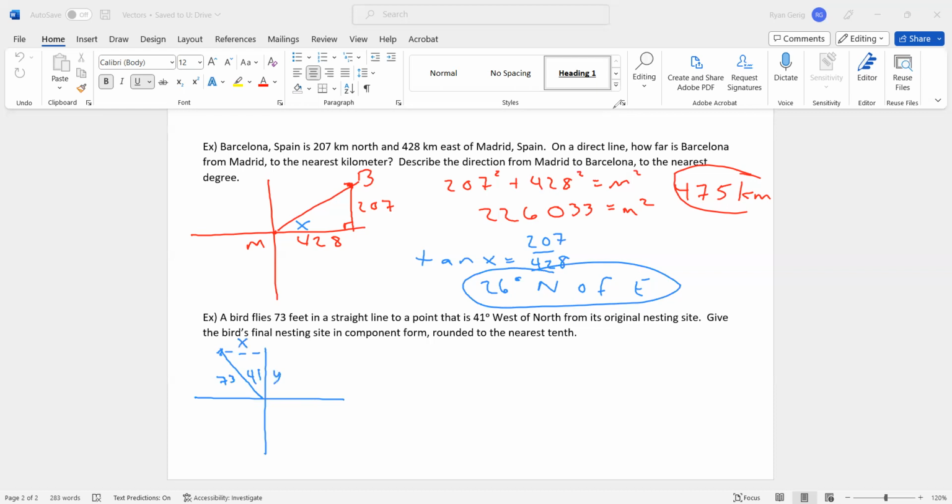All right, so x is opposite 41. So sine of 41 equals x over 73. So 73 sine 41, I get 47.89 or 47.9. And now I'm jumping ahead of myself. I should have looked at the signs first. So x is going to be negative and y is going to be positive. So that's going to be negative 47.9.